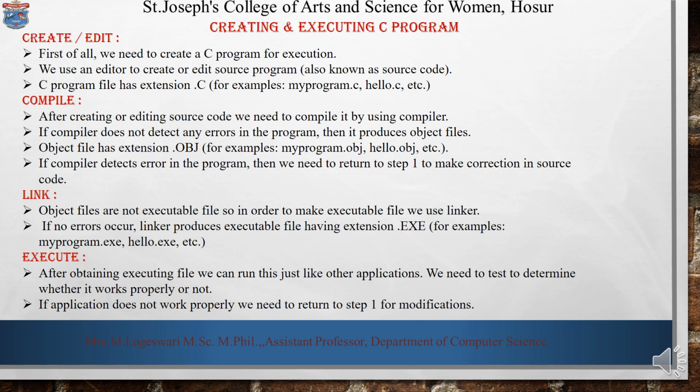Suppose you want to execute your file, you have to use the linker. If no error occurs, the linker produces the executable file having the extension .exe, so the file name is hello.exe. Next one, execute. After that, we can run your program.